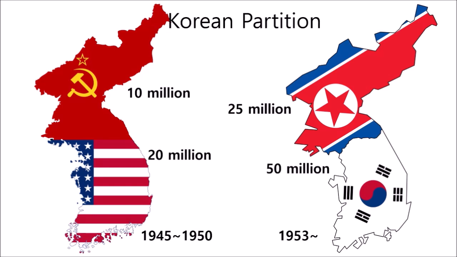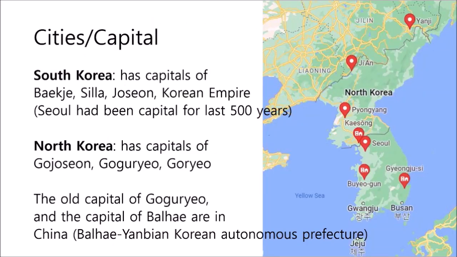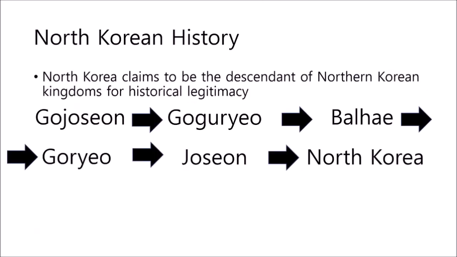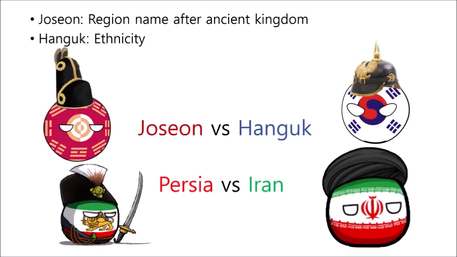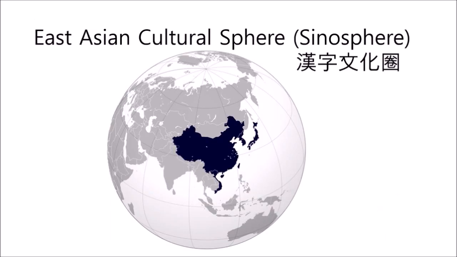North Korea had less population, so had to resort to historical legitimacy. Pyongyang and Gaesong were the capitals of Gojoseon, Goguryeo, and Goryeo. Therefore, North Korea claims to be the descendant of the Northern Korean kingdoms. This difference can be understood in the example of Persia and Iran.